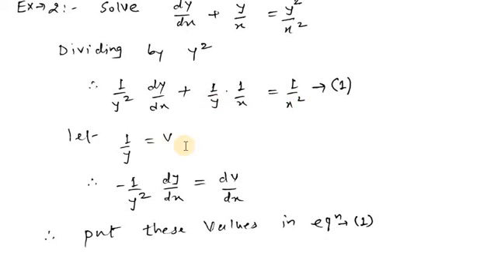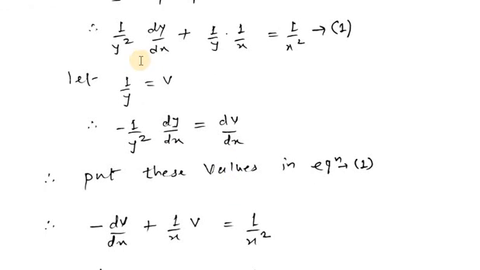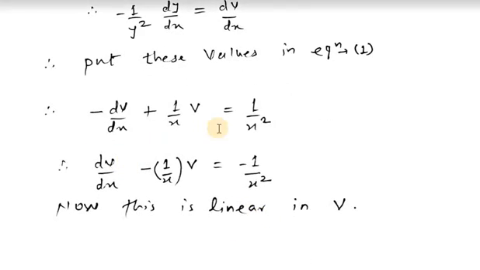Now let 1 upon y equal v. Differentiating this equation with respect to x, it will become minus 1 upon y square dy by dx equals dv by dx. So 1 upon y square dy by dx is minus dv by dx. So replacing 1 upon y square dy by dx by minus dv by dx plus 1 upon x as it is, replacing 1 upon y by v, and this 1 upon x square as it is. Now multiplying this equation by minus sign, we have dv by dx minus 1 upon x into v equals minus 1 upon x square.